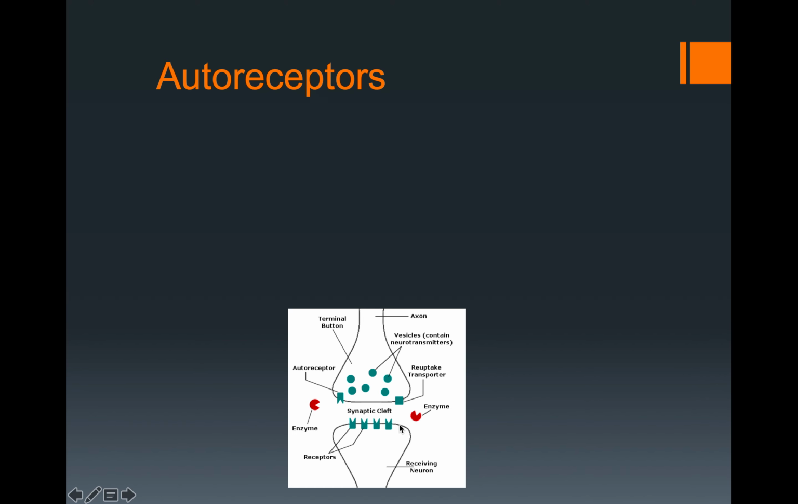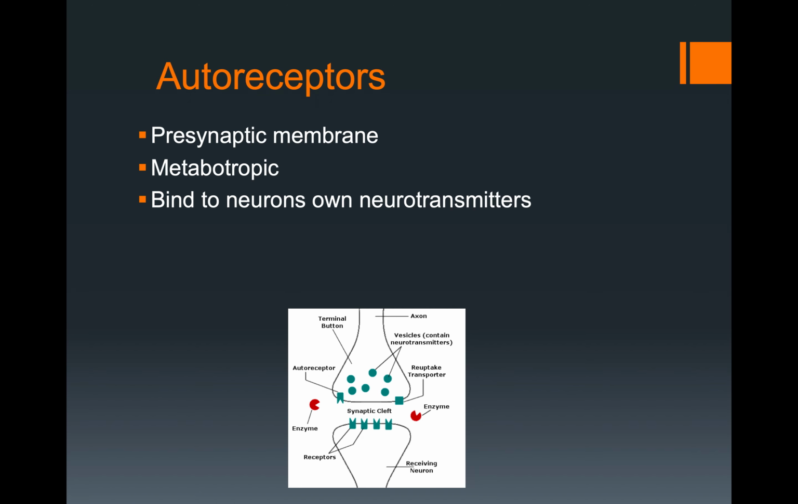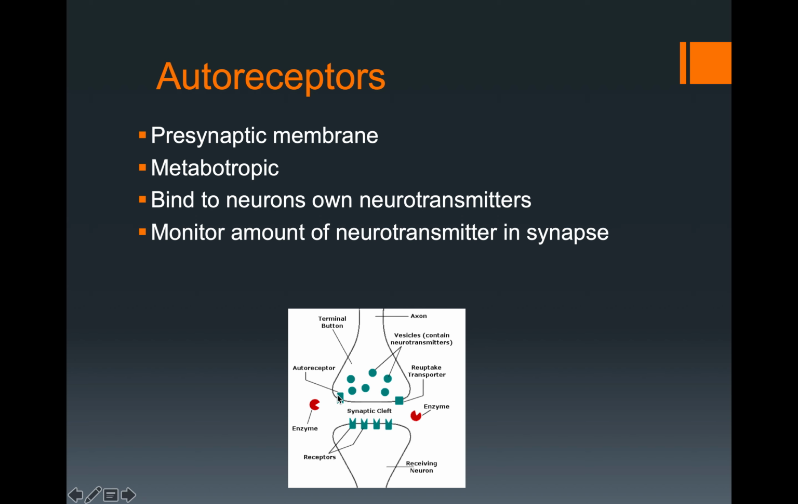So we have mainly talked, and we'll talk more, about receptors on the postsynaptic cell, but there are also some receptors on the presynaptic cell, the one that fired the neurotransmitter. These are called autoreceptors. They are on the presynaptic membrane, they're metabotropic, and they bind to a neuron's own neurotransmitter. So if this is a serotonin neuron, then this is going to bind to serotonin. Basically, they serve to monitor the amount of neurotransmitter in the synapse and help to regulate the release, so that if there's not very much, they might increase release. If there's a lot, they might decrease release.